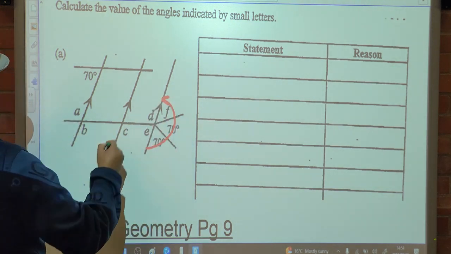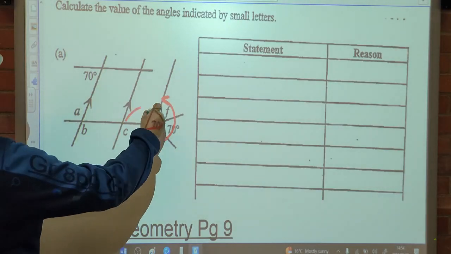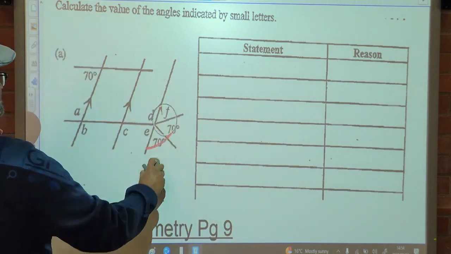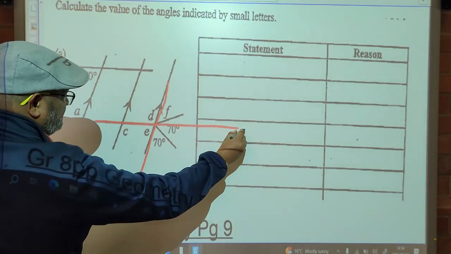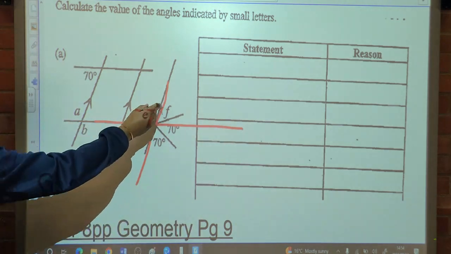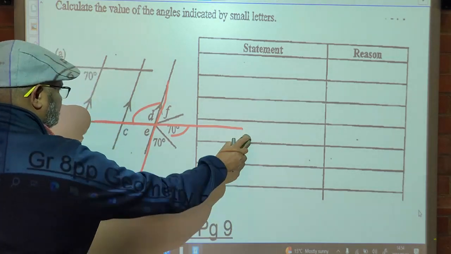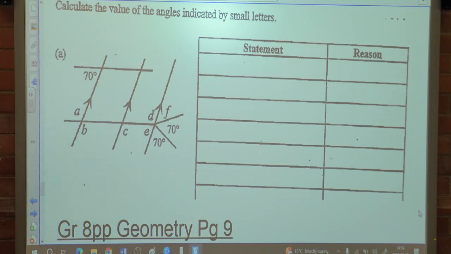And then? And D. Is this a straight line? Yeah, okay, D is vertically opposite. Let's check. There's one line there, and D is on that line. So is D vertically opposite? No. Can you see that? It's not vertically opposite. So you got F. Anything else? Normally we would try and do it in alphabetical order as far as possible.